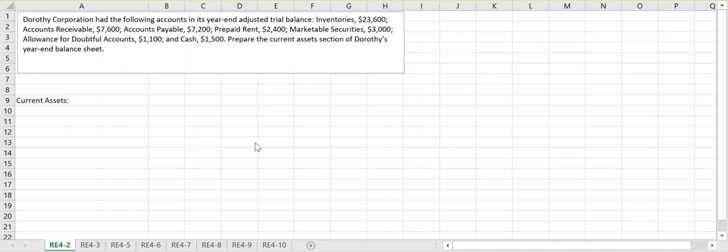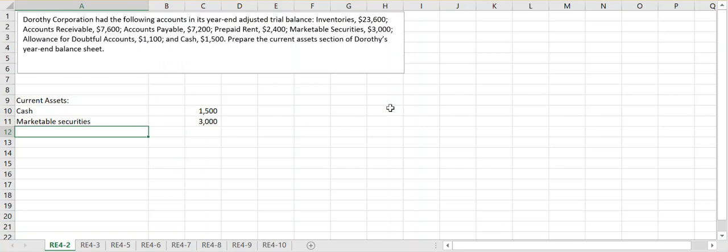In your current asset section, your assets are listed in order of liquidity, meaning what you can convert to cash the fastest. Therefore, your first current asset is in fact always cash. So we have cash of $1,500. We also have marketable securities. And these are actually listed before accounts receivable because these are highly liquid items. So these are things like if we owned CDs or we own stocks that we could easily trade very quickly if we needed to get cash.